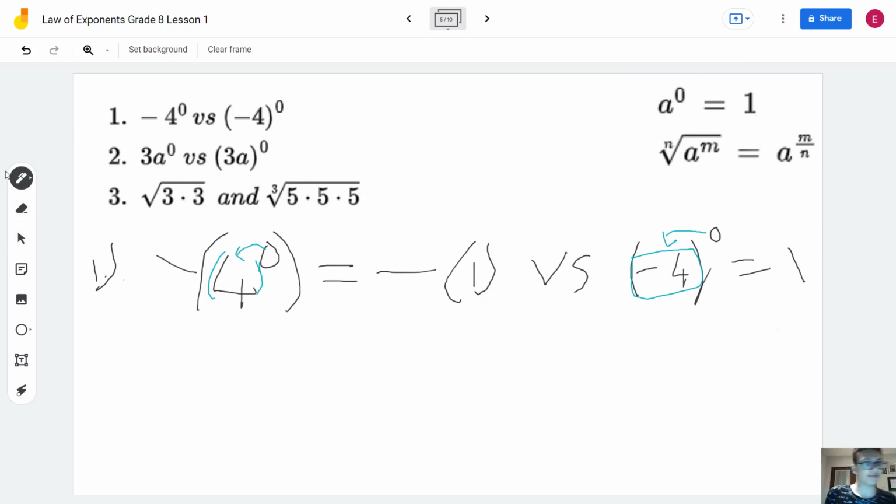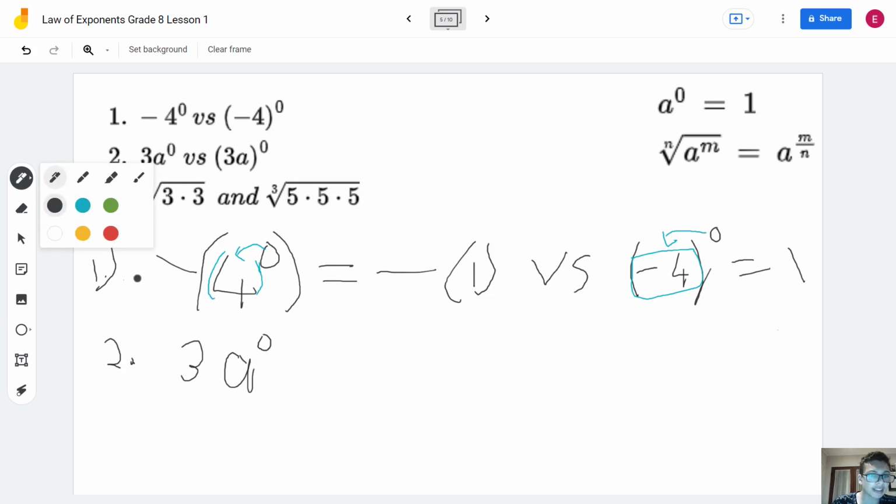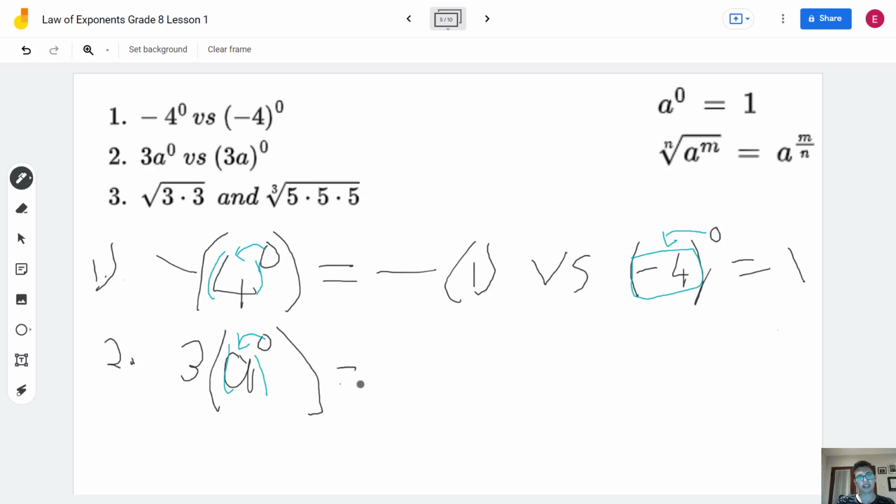Moving on to the second one. The second one is very similar to the first one, except we don't have a minus sign. So what about 3 times a to the power 0? Again, we are going to do a similar thing. We're going to put an invisible bracket on the a. We know that the 0 is only going to the a. So it will be 3 times whatever a to the power 0 is. And we know that a to the power 0 is 1, so it will be 3 times 1. And that gives you 3.